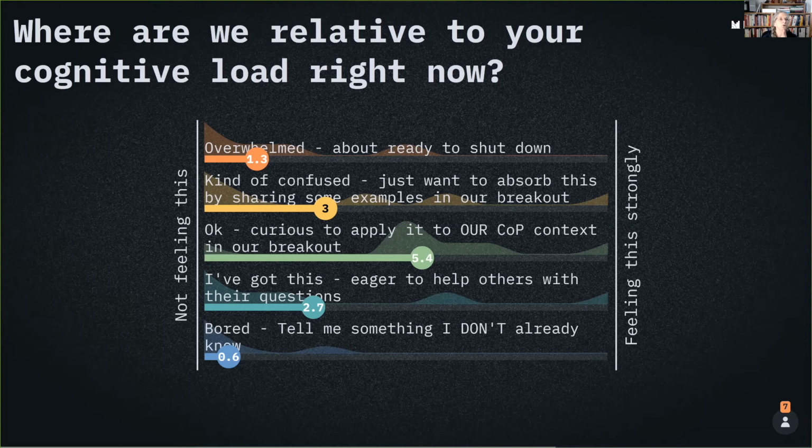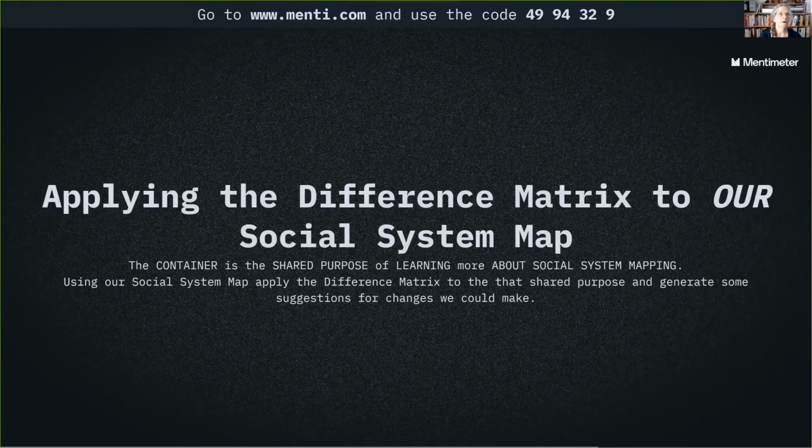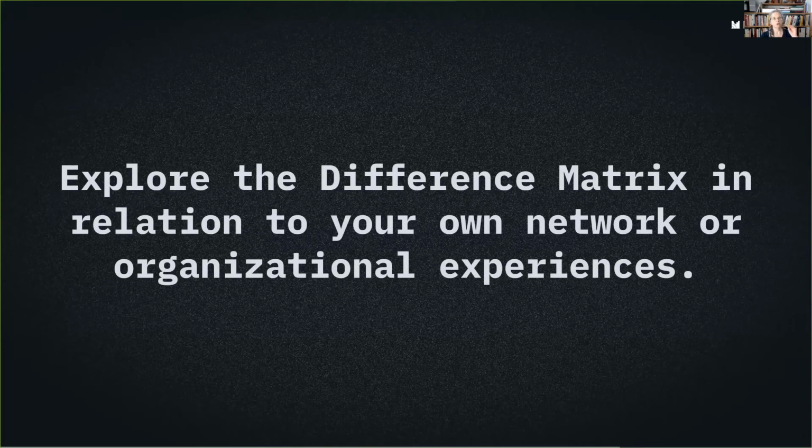When you get into your small group, there are two sort of approaches that you could take. We're going to have 15 minutes. One is to apply the difference matrix to our social system map. Kara, can you put the embed link to that in the chat so that people have that? And the other one is simply to explore the difference matrix in relation to your own network or your own organizational experiences. So just explore it writ large and not try to force your head into our particular map. Those are the two options, and I would ask the more experienced members of the breakout groups to discuss with the others where they want to land, whether they prefer to just talk about it in relation to their own experience, or do a quick 15-minute pretend to be a consultant and make some advice based on our map.